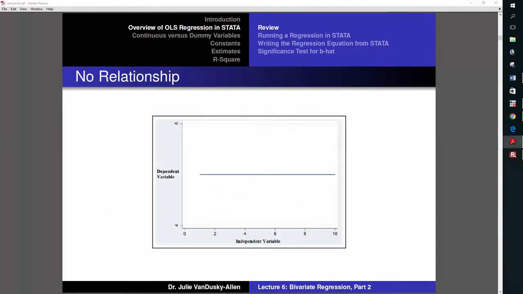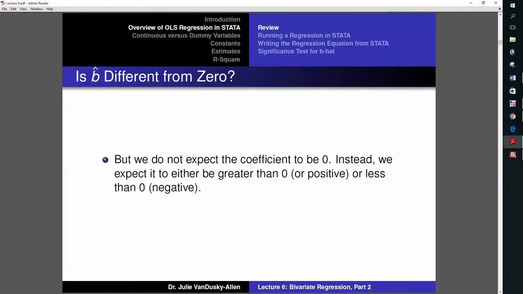If the independent variable has no discernible effect on the dependent variable, then b hat would equal 0. As the independent variable increases, the dependent variable stays the same. However, we expect the independent variable to have an effect on the dependent variable, so we don't expect the coefficient b hat to be 0. Based on our hypothesis, we expect it to be greater than 0 or less than 0.